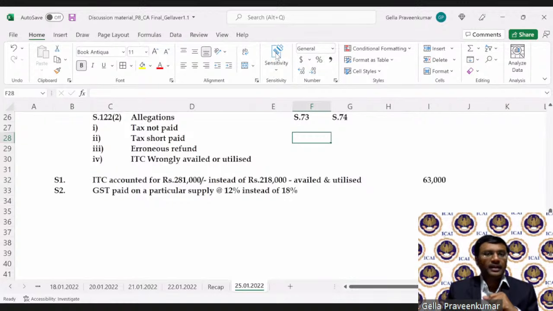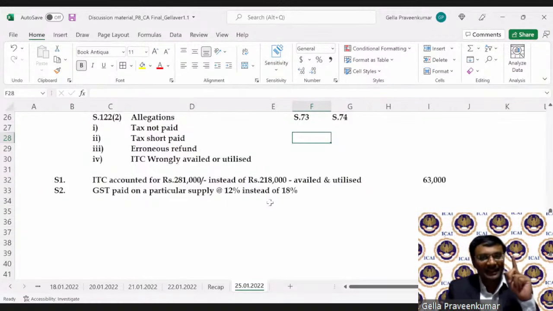Very good. Akshay says 73. Yogesh says 74. Namita says 74. Sahira also says 74. So majority, if I have to go, everyone says 74, I have to go with 74. Akshay, you have said 73.